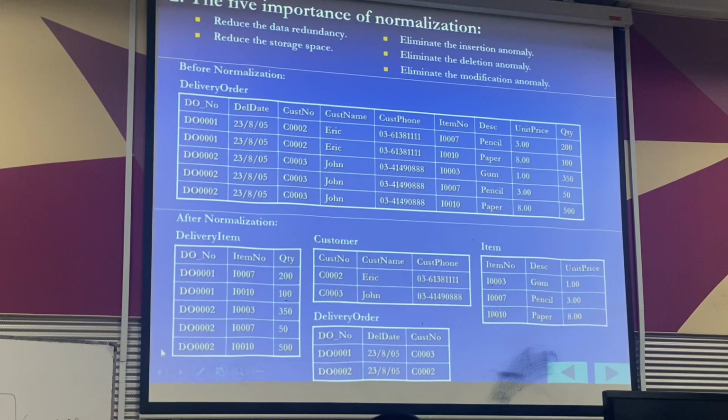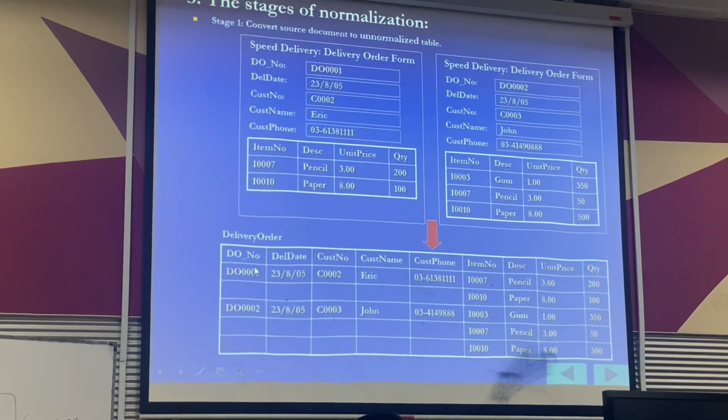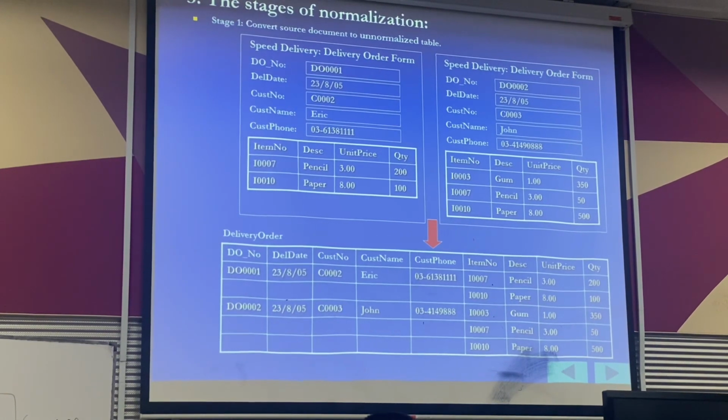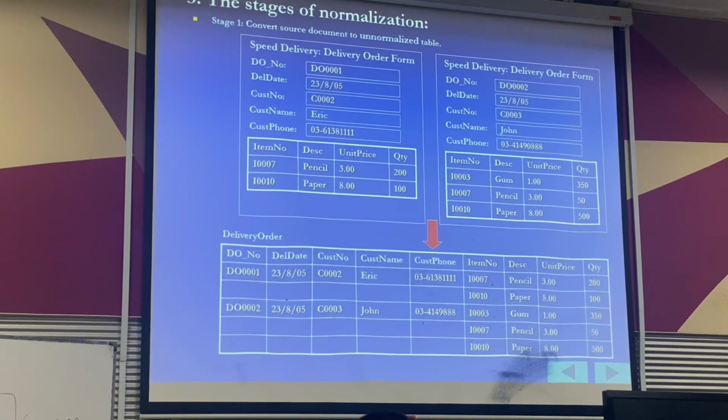So for example, we have these tables. Before normalization is this. After normalizing, we get 4 tables. Alright, from this table break to 4 tables. Okay? So how to do it? So at first you must know the source document. That's why every time you do normalization, if you can, you imagine what the source document looks like. So in this case, the source document is the delivery order.